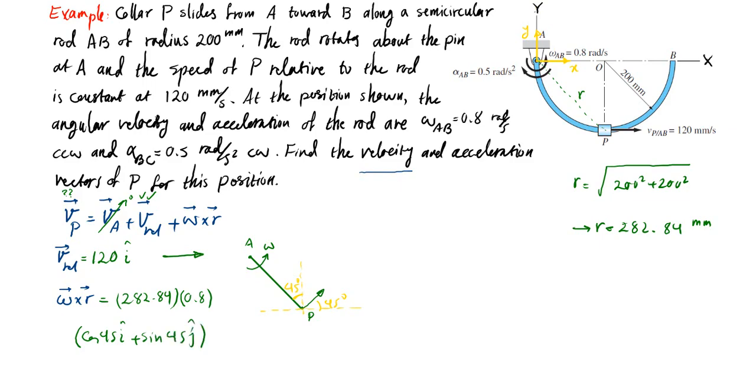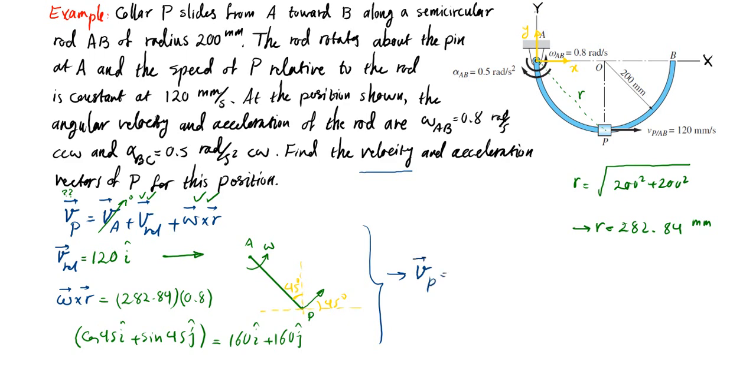Do that, you'll get 160i plus 160j. So put things together, we can find VP. Right? We know everything. We know both magnitude and direction of omega cross R. So from there, all of this, you can actually find VP as a vector.